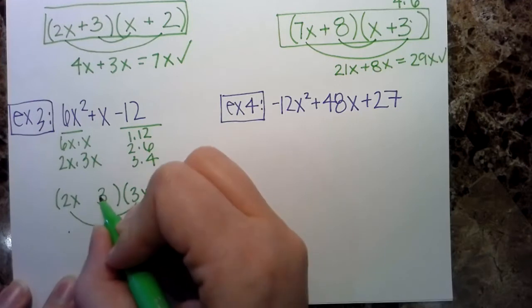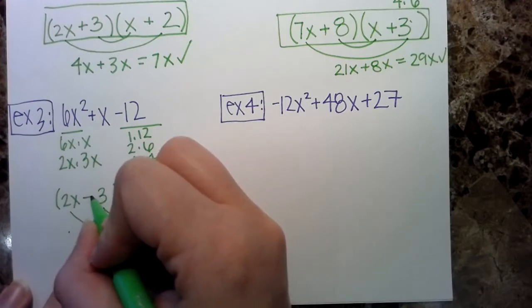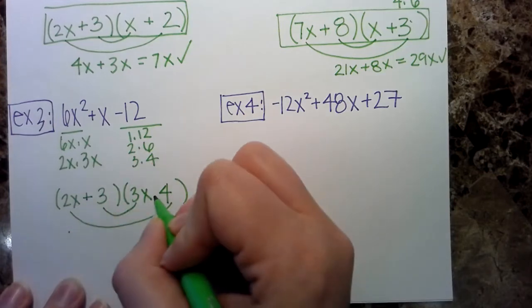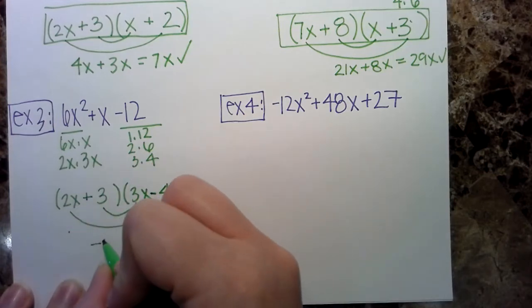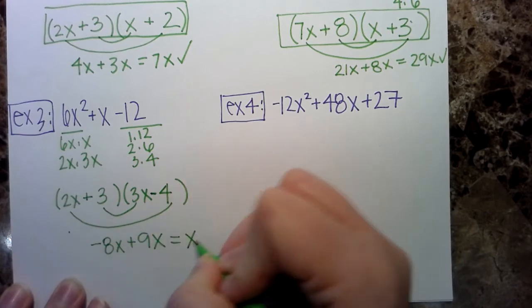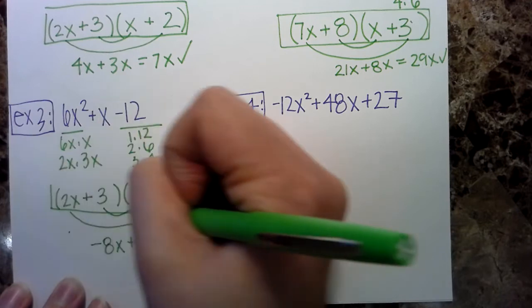So this one would have to be positive because I would want it to be a positive 9x. This one would have to be negative, so this would be negative 8x plus 9x. That does give me a 1x, so it would be good to go.